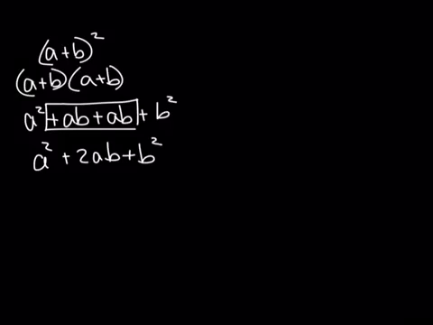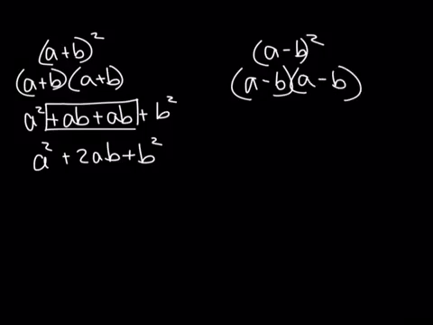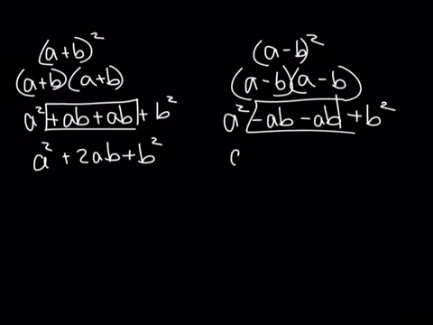Okay. The other example, a minus b, the quantity squared. So again, we'll do the exact same thing, only we've got that negative there. First term multiplied, outside, inside, last. I can combine these. Okay, and I get that.